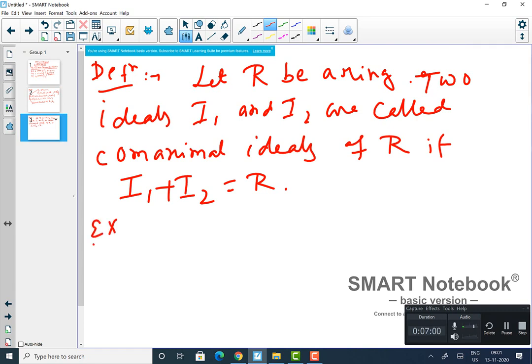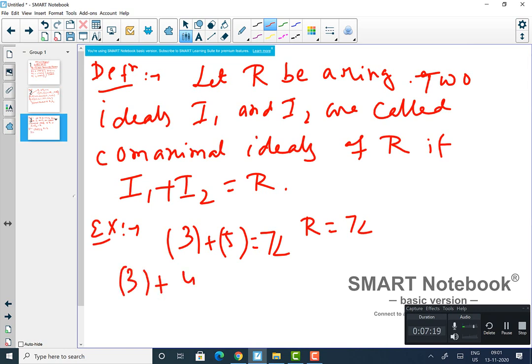For example, in the ring of integers, R equal to Z, you take the ideal generated by 3 plus the ideal generated by 5, and you see that this is nothing but Z itself. In fact, if you take the ideal generated by 3 plus that generated by 4, this is also Z itself. And why so?